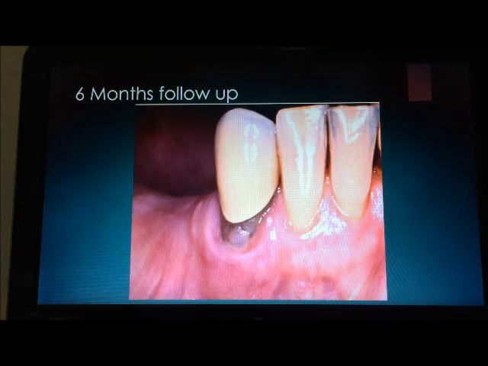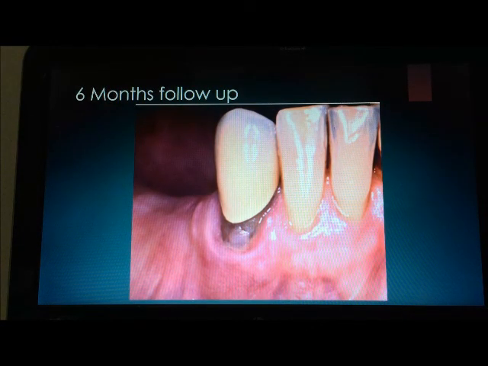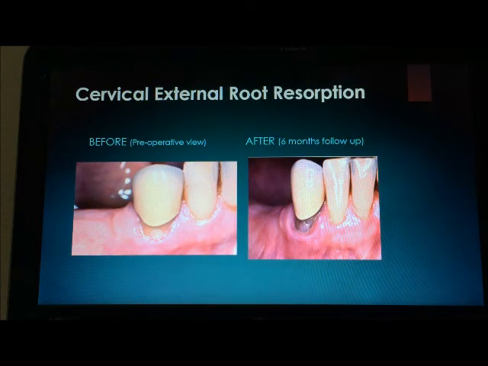Hence, the patient was placed on a 3-month periodontal maintenance from that visit onwards. Here is a picture of before and after the successful cervical external root resorption treatment. As we can see, after 6 months, there is no more progression of the invasive cervical resorption, thus it seemed to be stable.